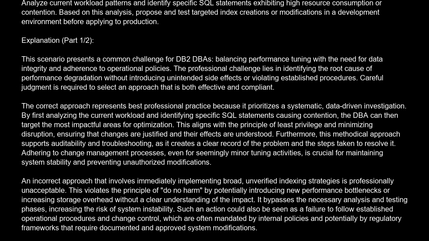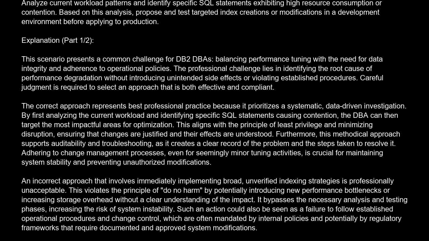The correct approach represents best professional practice because it prioritizes a systematic, data-driven investigation. By first analyzing the current workload and identifying specific SQL statements causing contention, the DBA can then target the most impactful areas for optimization. This aligns with the principle of least privilege in minimizing disruption, ensuring that changes are justified and their effects are understood.